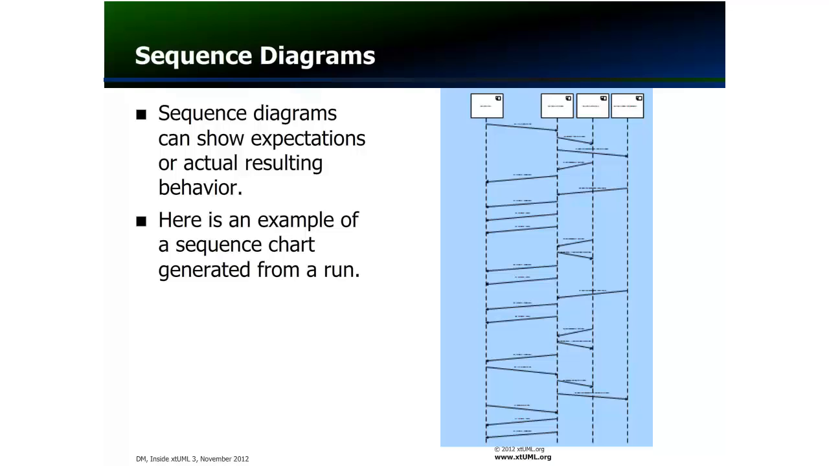Then there is the opportunity to compare the observed sequence against the expected diagram identified during analysis. Using these comparisons, there is the opportunity to quickly identify and isolate architectural or design bugs.